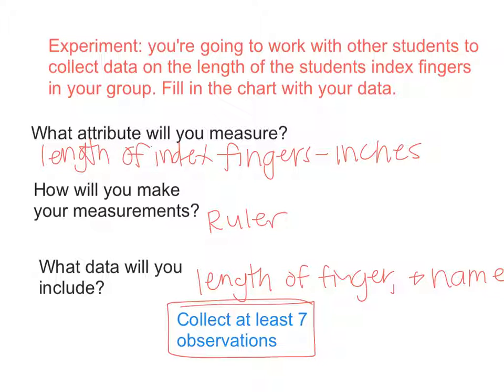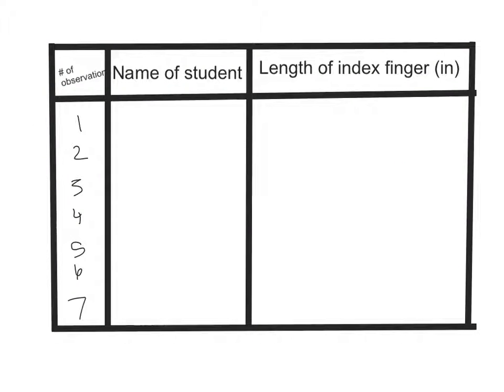So in your notebook, copy down this chart. That's what you're going to start with. Then go around and start measuring people's index fingers. Make sure that you're very accurate. Write down the name of the student and the length of their index finger and collect all of this data. Okay? So this will be on the try it side of your notebook. So go ahead and pause the video here and get started on that. When you are done, come back to your video and continue to watch because I'm going to show you the next activity.